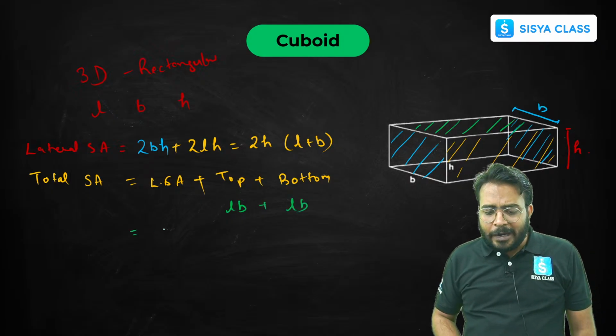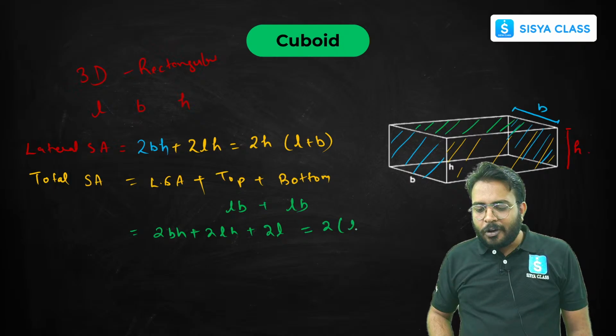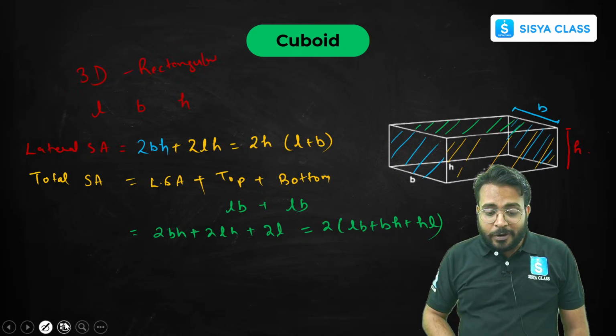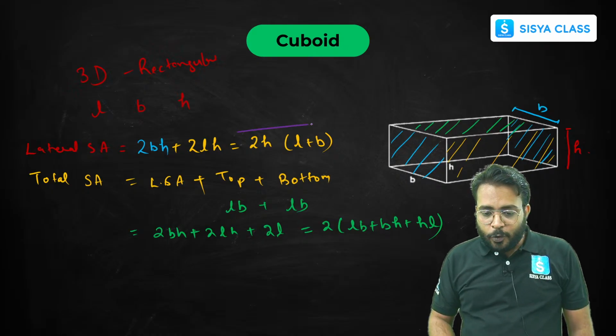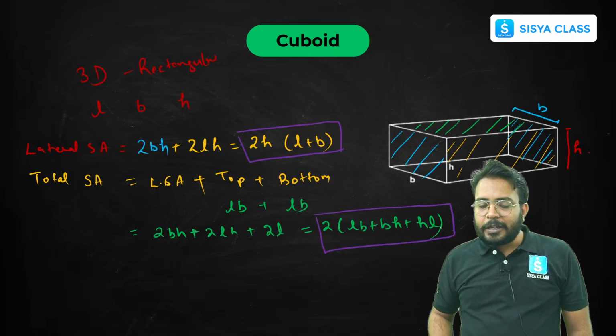Now if you combine all these, 2bh, 2lh and 2lb, it is going to be twice of (lb plus bh plus hl). This formula you have to keep in your mind, the formula for lateral surface area and the formula for the total surface area.